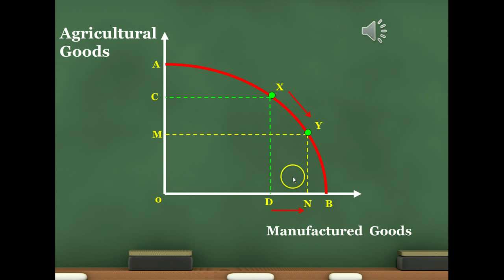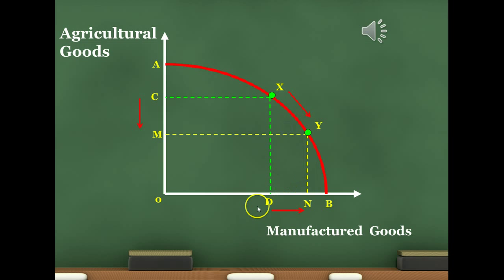Okay, so the opportunity cost of moving from X to Y is C to M, whatever that value is. Okay, now here's something very, very important that I want you to really pay attention to. The opportunity cost of moving from D, I'll go back, sorry guys. The opportunity cost of moving from D to N is the value of C to M.